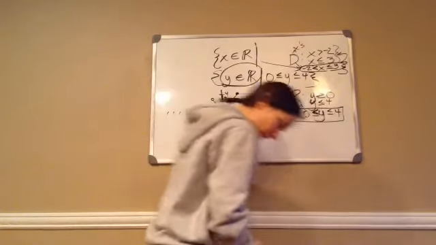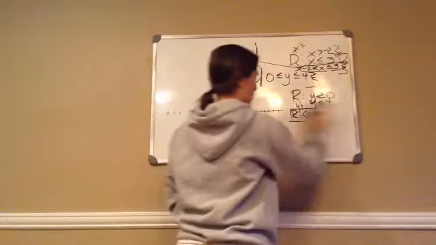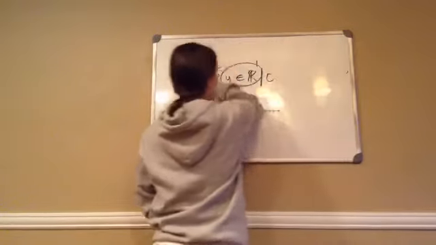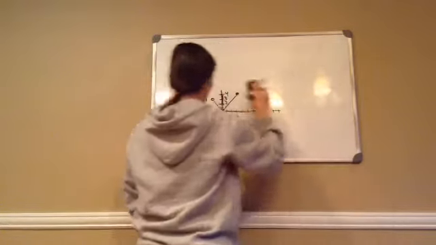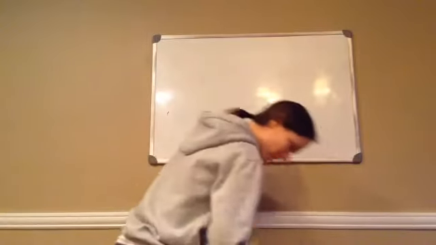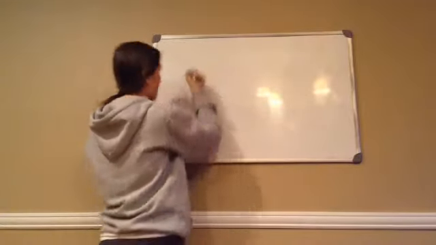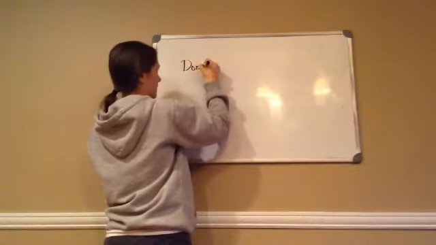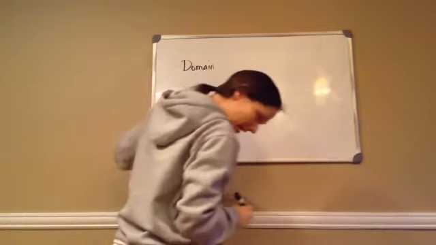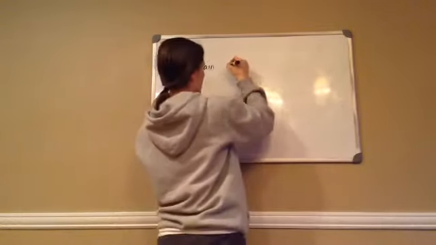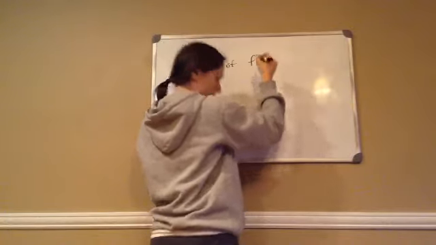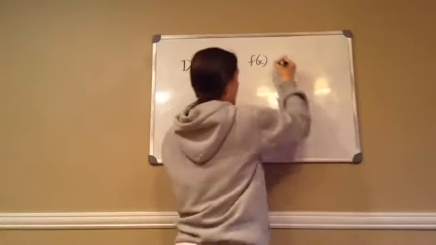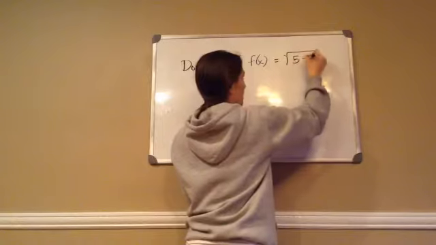Alright, you feel like you understand it? Yes. Now this is when it gets really hard. This next one is way hard. Okay, so stay with me. Here's what it says. Find the domain of the function f of x equals the square root of 5 minus x.